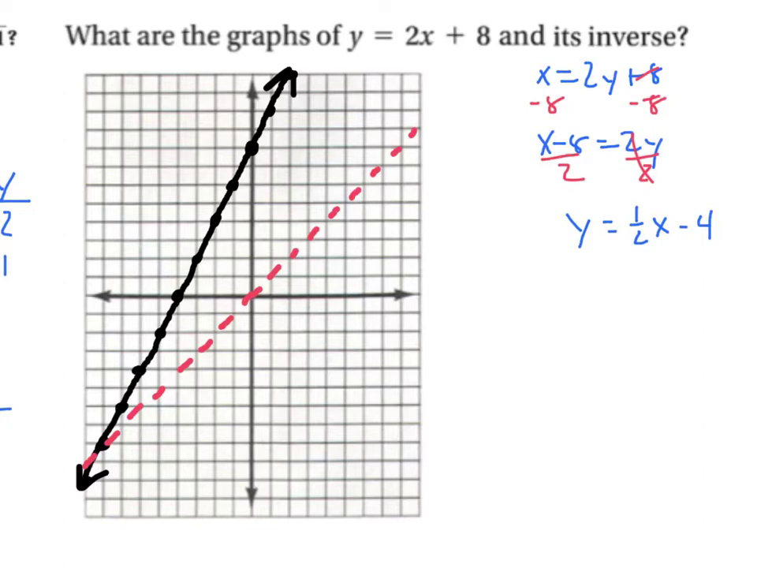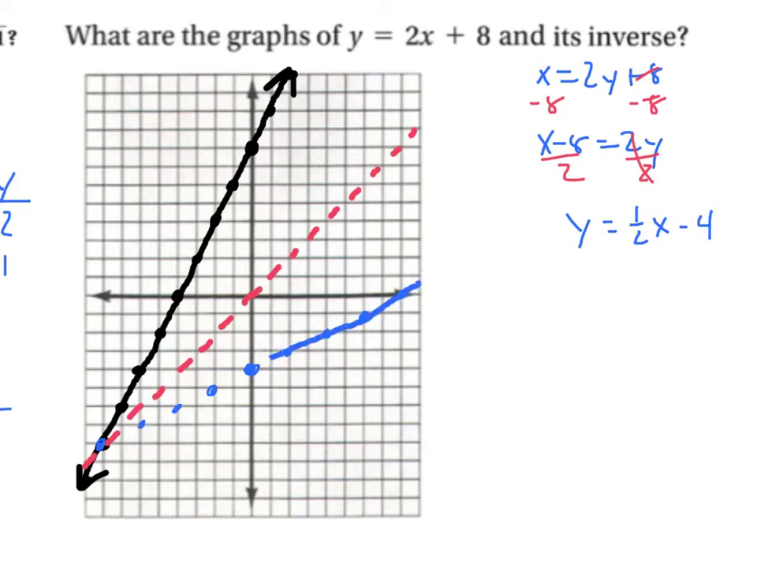How do I graph that? -4 is my y-intercept. Slope is 1/2, so I go where? Up 1, right 2. Or down 1, left 2. Okay, yeah, I can do that. And then this is my line. Yeah, I can do it that way, guys.